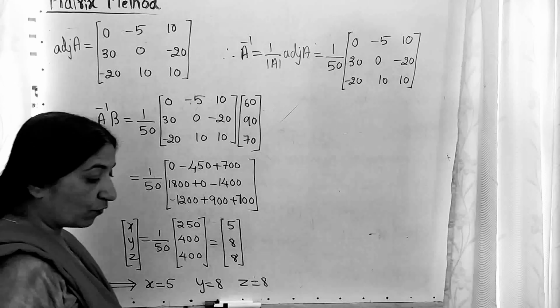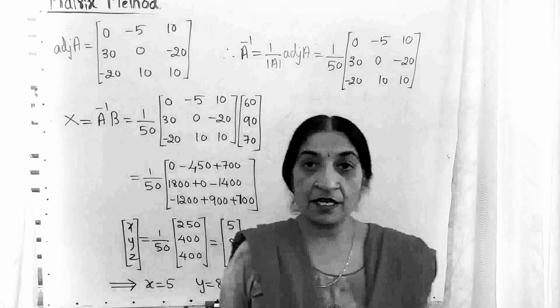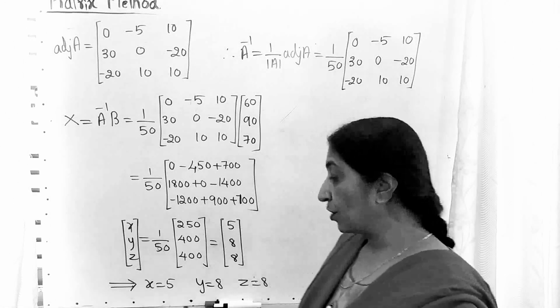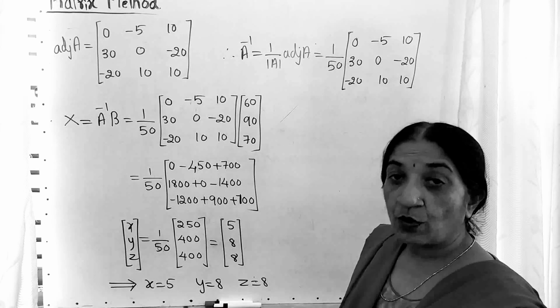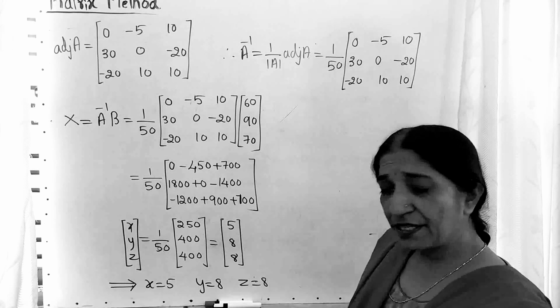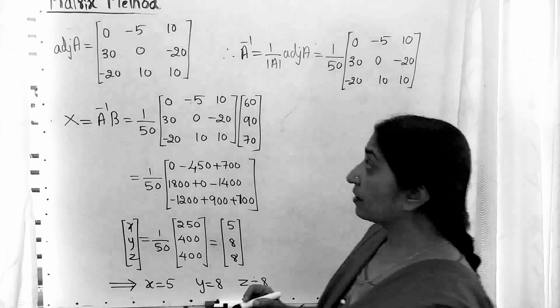That means finally what is your conclusion, how are you writing? The cost of 1 kg onion is rupees 5. 1 kg wheat is rupees 8. And 1 kg rice is rupees 8. Right or not? See your verification.